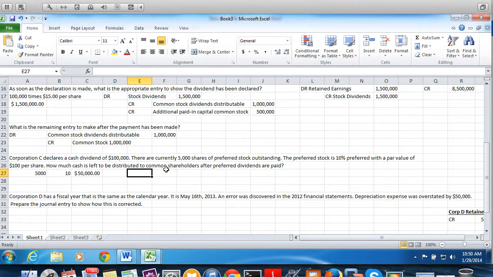Now see, I didn't ask you to do any journal entries here. I'm just asking you to basically do simple math and tell me what's left over after the preferred stockholders are paid. So pretty simple there.